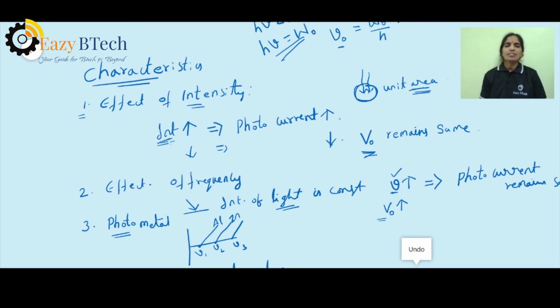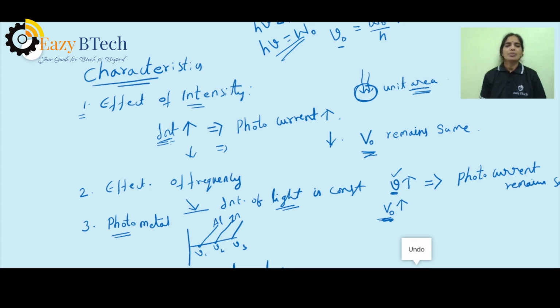Now if I look at your frequency, it's quite opposite. When radiation is incident here, keep the intensity of radiation constant. In such a case, if you increase the frequency of radiation, the energy of the radiation, the photocurrent will not change. It remains constant. What changes is the stopping potential. The potential where photocurrent becomes zero will change.